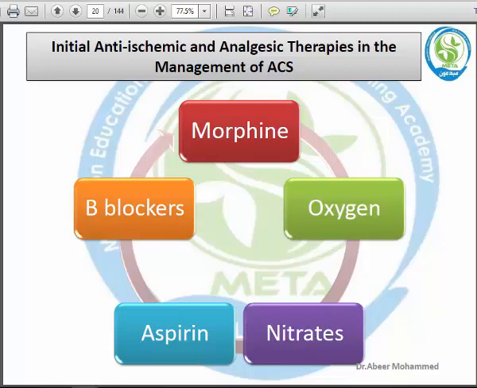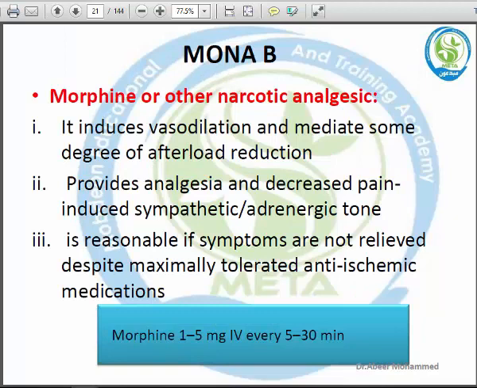Initial anti-ischemic and analgesic therapies in the management of acute coronary syndrome, either it is STEMI or non-ST, the patient should receive the MONA-B. MONA-B اختصار لمورفين, oxygen, nitrates, aspirin and beta blockers. Morphine for the management of pain, when I'm in pain. Also, morphine has a vasodilatory effect, which will mediate some degree of afterload reduction.